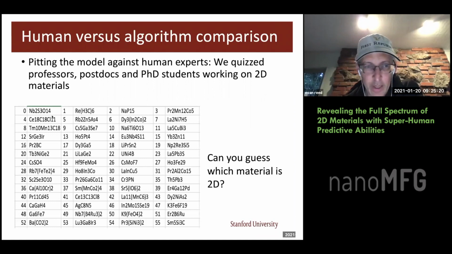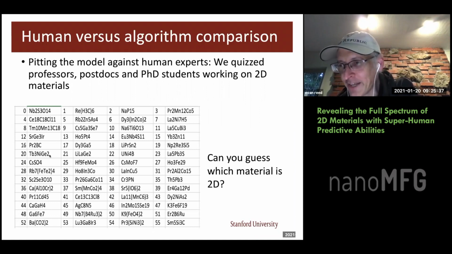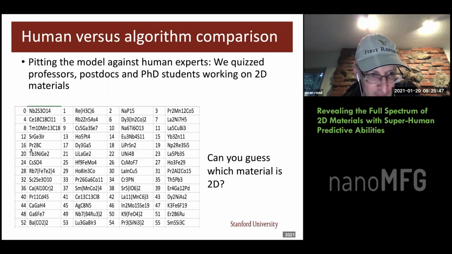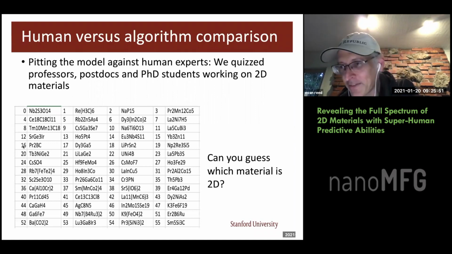And so the quizzes look like this. There's 55 materials here, chemical formulas. These are all known to exist. They're all in the crystal structure database. They have been synthesized, and only one of them is actually layered. And if you're like me, you're like a deer in headlights with this quiz. I took a number of versions of this, and I got zeros on all of them. And it turns out in this particular case, I think it's number 16 that's actually layered. And so if you guessed that, good for you. I never would have guessed that.